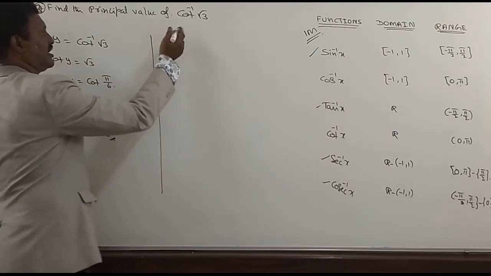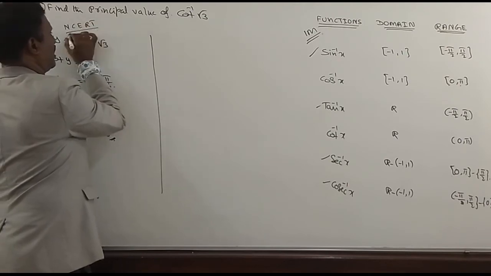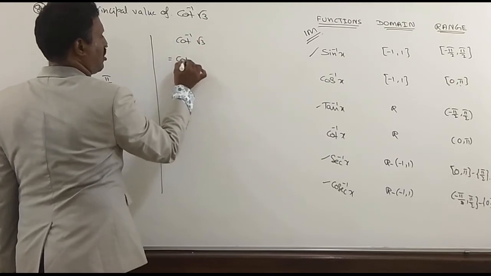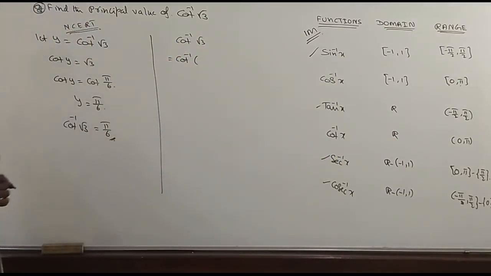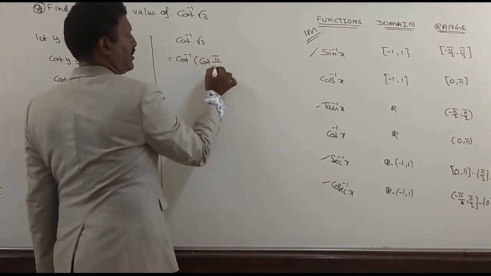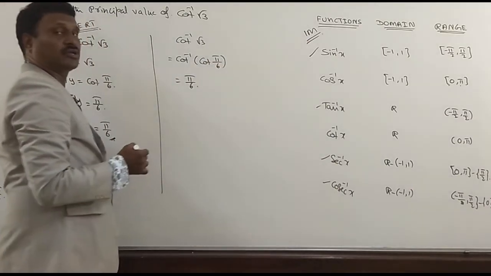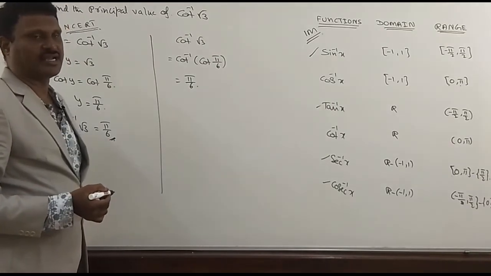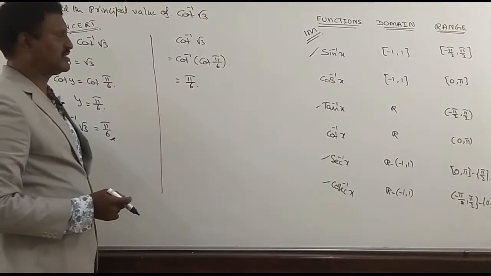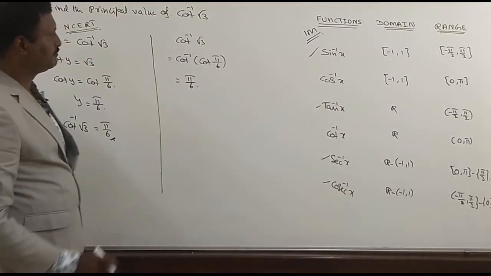Then next, another method, the direct method. This is from NCERT. Another one, direct: cot inverse root 3. Write root 3 in terms of cot, cot pi by 6. Now cot inverse cot gets cancelled, and we can write it as pi by 6. Yes, write it down.